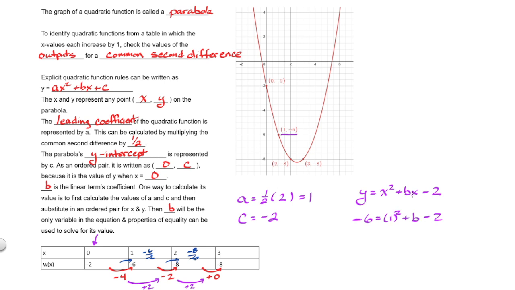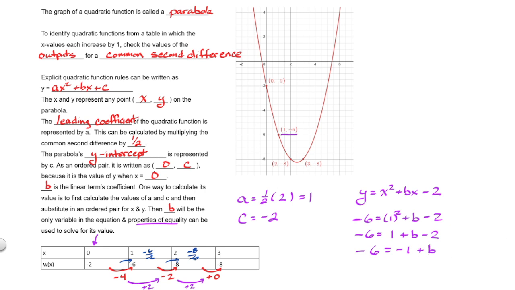So 1 squared, b times 1 is b, minus 2. Now we can just use our properties of equality. We can simplify things. So we get -6 is equal to 1 plus b minus 2. I can simplify the right side of the equation a bit more. 1 minus 2 is -1, so we get -1 plus b.